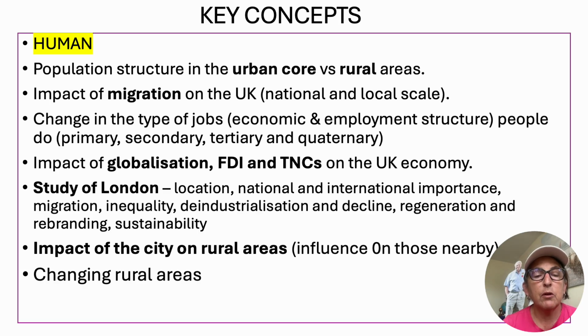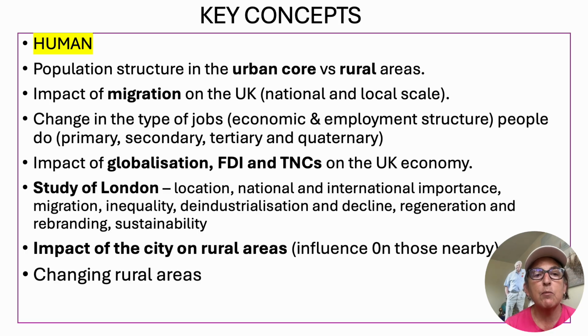3. The types of jobs that people do for a living have changed, primarily due to our favourite word, deindustrialisation. So the economic structure and the employment structure has changed. People have moved from primary and secondary employment into tertiary and quaternary, also known as the knowledge economy. 4. Globalisation, FDI, foreign direct investment, and TNCs, transnational companies, have impacted the UK economy, particularly in London.